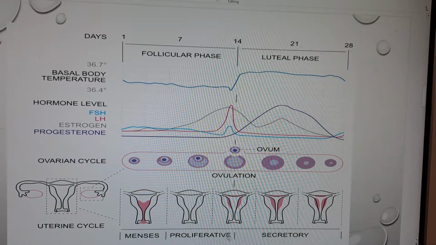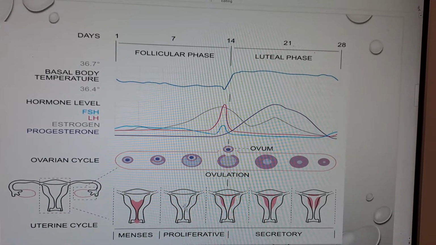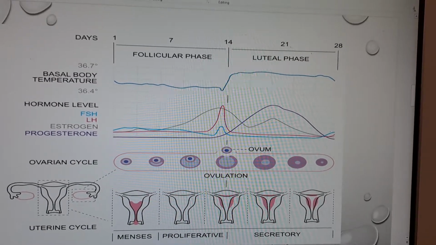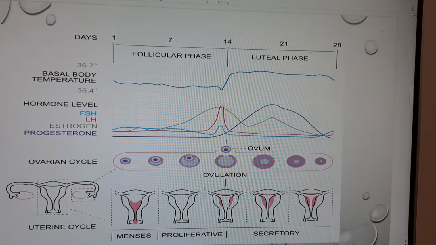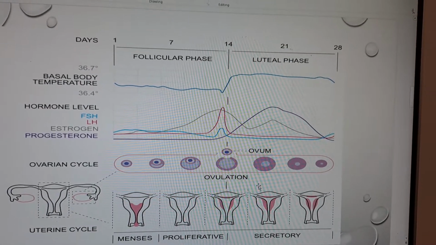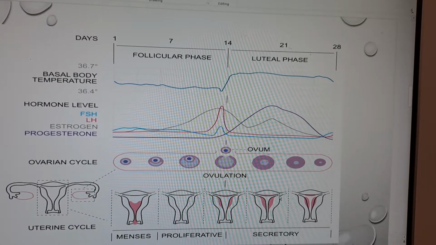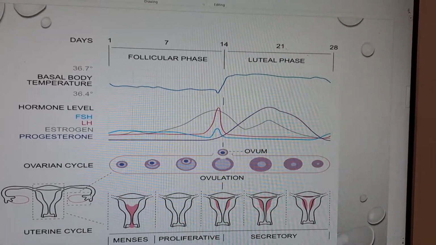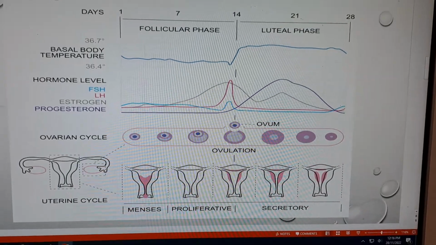Then comes the proliferative phase, to produce the eggs. Here is the forming of the follicle, and here is the development of the endometrium. The endometrium in the mid cycle is thick, and it keeps developing thickness for the implantation of the embryo, or else it is shed. So this is very important to know.